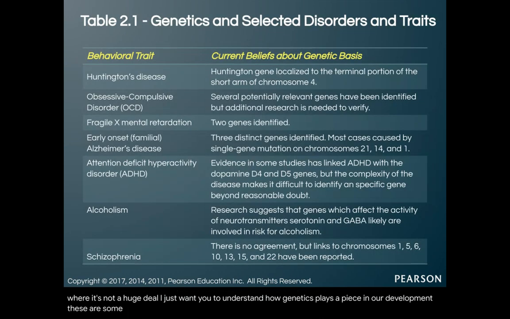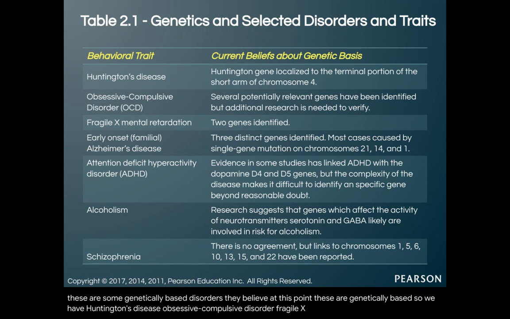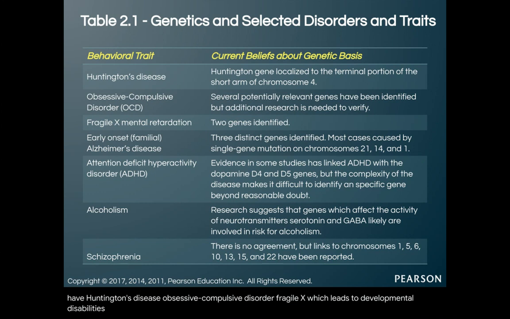These are some genetically based disorders. They believe at this point these are genetically based. So we have Huntington's disease, obsessive compulsive disorder, Fragile X, which leads to developmental disabilities, early onset Alzheimer's, ADHD, alcoholism, and schizophrenia.